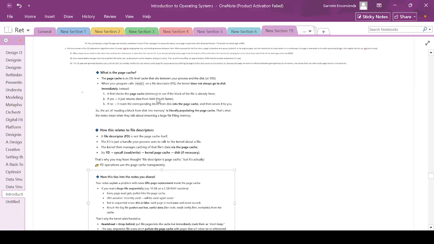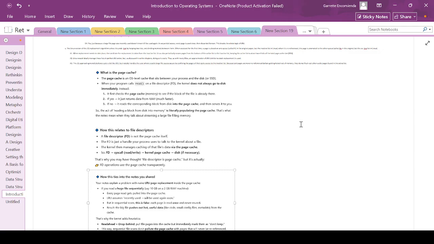The page cache is an OS level cache that sits between your process and disk SSD. So when your program calls read on a file descriptor FD, the kernel does not always go to disk immediately. Instead, it first checks the page cache memory to see if the block of the file is already there. If yes, it just returns data from RAM, much faster. So this page cache is in RAM. It's just a data structure that is already in RAM.